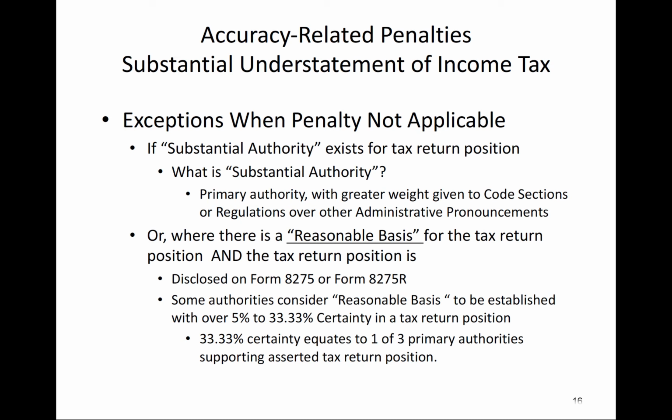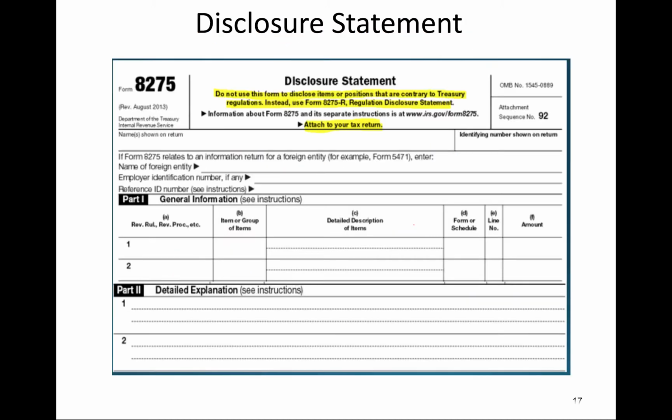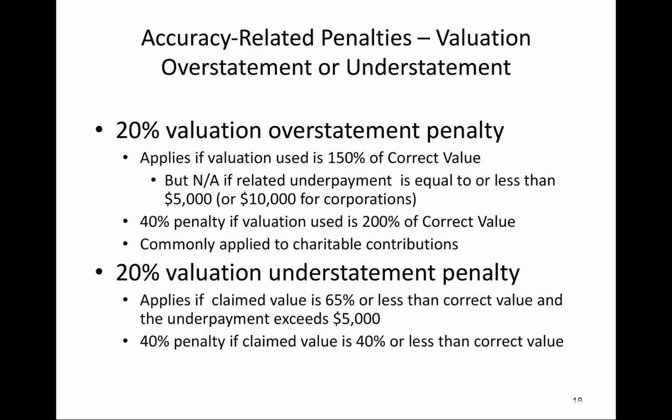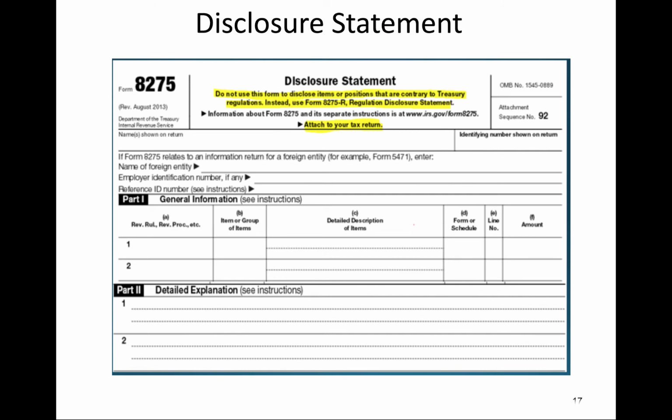But the idea is that if you're going to rely on reasonable basis, you have to disclose your position. This is the form, the 8275 disclosure statement. You disclose the item and how you came about getting that item. If you think it might be an understatement or a possible overstatement, you need to disclose that. Now, you don't have to disclose every single little item. If there's an established rule of law, you just simply do that. But if there's something a little bit more gray, you can use this statement.